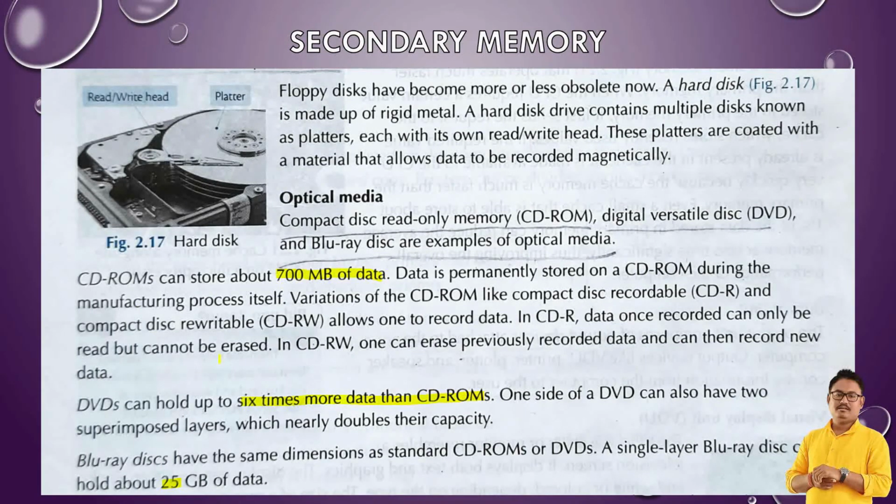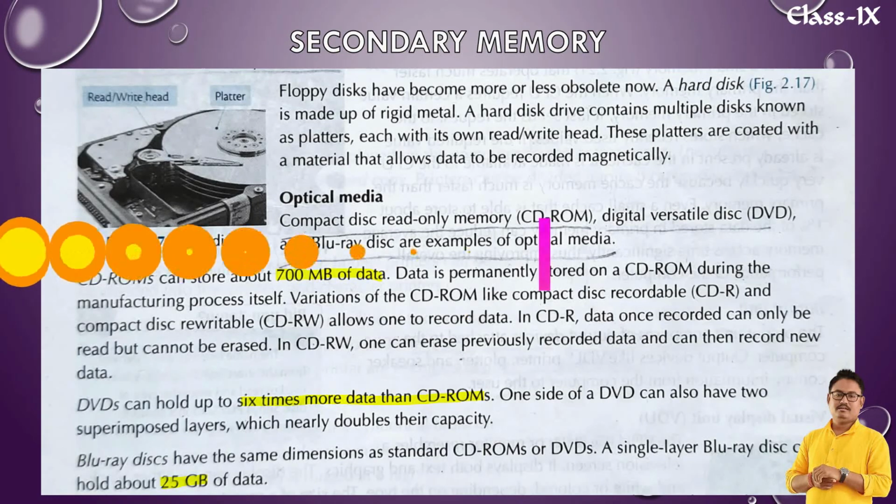CD-ROM 700 MB, DVD 6 times the CD-ROM, and Blu-ray can store 25 GB. These three are the optical media: CD, DVD, and Blu-ray disc. CD or CD-ROM can store 700 MB of data, DVDs can store 6 times more than CD-ROMs, and Blu-ray disc can store 25 GB. Okay, students, let's proceed to the next.